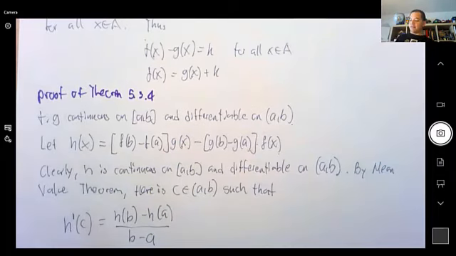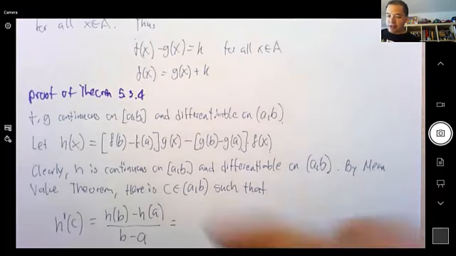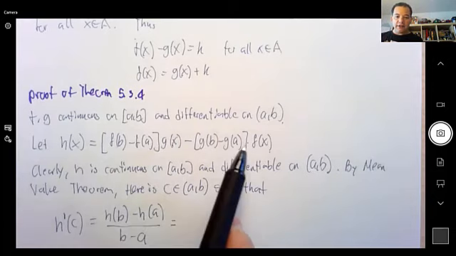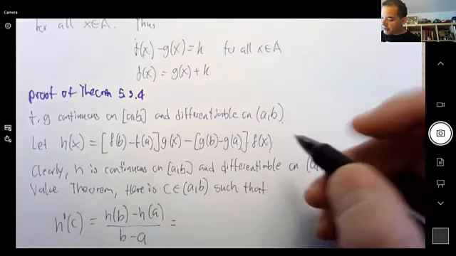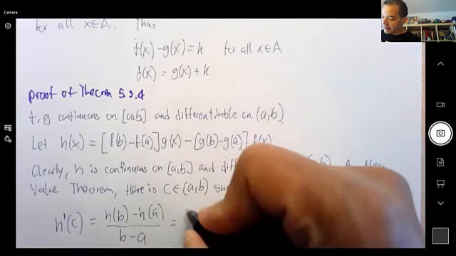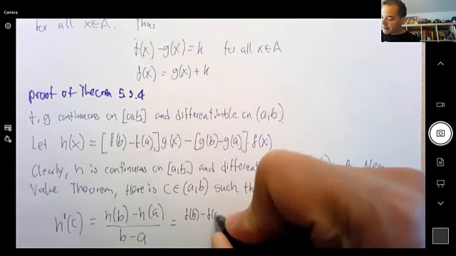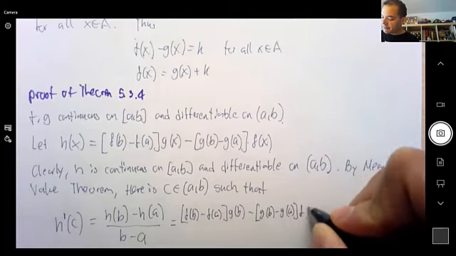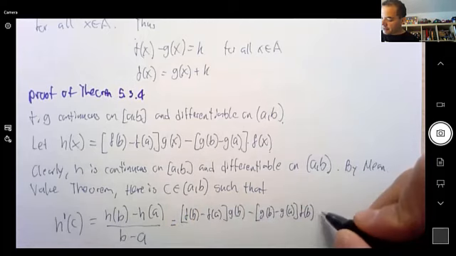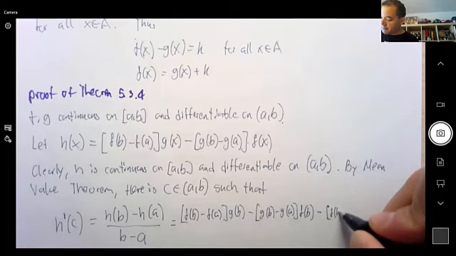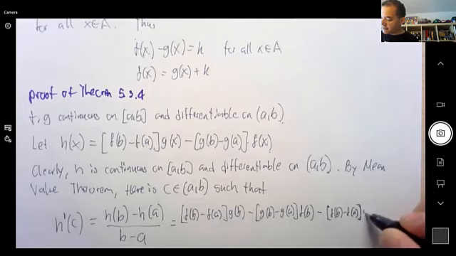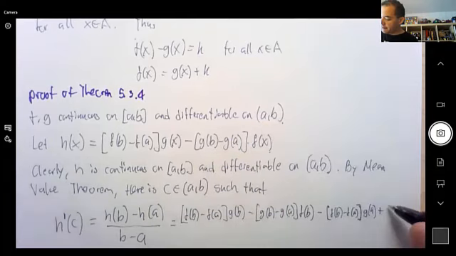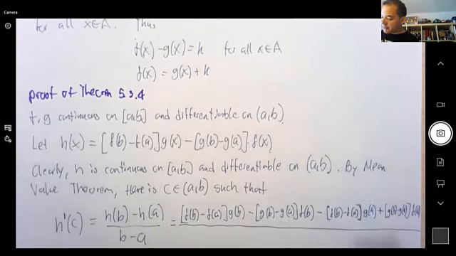Okay, now what is h of b? We need to go back to our functions f and g. So here's the h, and if we plug in b, what do we get? Some things will cancel, so let's write it. It will be f of b minus f of a times g of b, minus g of b minus g of a times f of b. That's just h of b. Then minus h of a, so that's going to be minus f of b minus f of a times g of a, and then plus, because it's minus times minus, g of b minus g of a times f of a. All of that divided by b minus a.